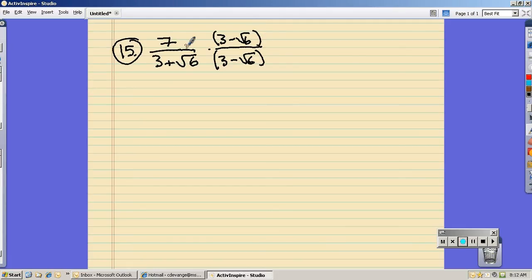Or to get that out of it. So that 7 will distribute. 21 minus 7 root 6. And then in the denominator, you can multiply it out.